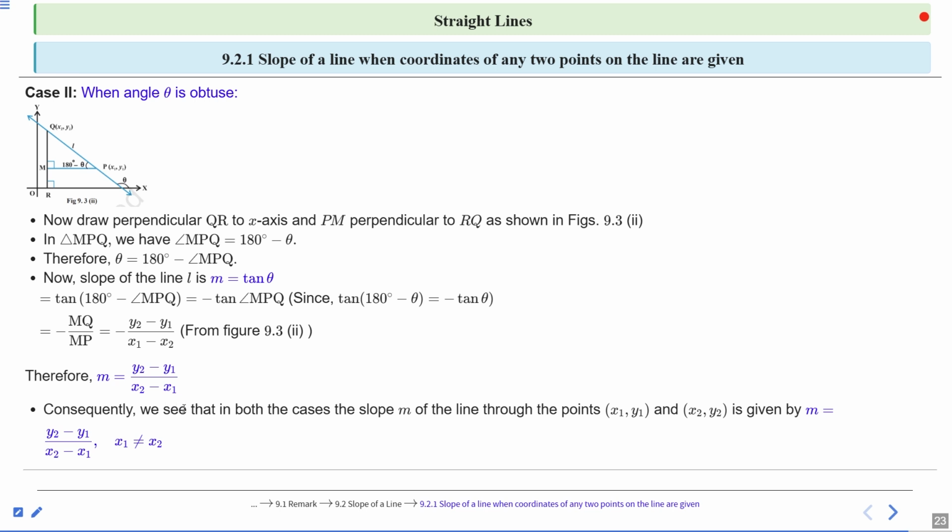Consequently, we see that in both cases the slope m of the line through the points x1, y1 and x2, y2 is given by m equal to y2 minus y1 divided by x2 minus x1, where x1 does not equal x2. If x1 is equal to x2, then the slope is not defined, that's why we take x1 not equal to x2. In both cases we obtain the slope m equal to y2 minus y1 divided by x2 minus x1 when the coordinates of any two points on the line are given.